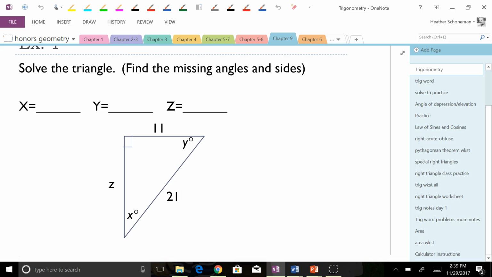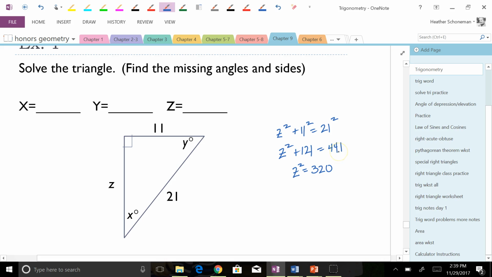There's always going to be one thing that you can find immediately without doing any trig. So in this one, it's z, and the way I can find z is Pythagorean theorem. Because don't I know 2 of the 3 sides in this one? I do, so I can do z squared plus 11 squared equals 21 squared. So that gives me z squared plus 121 equals 21 squared is 441. So now I'm going to subtract 121, and I get z squared equals 320.